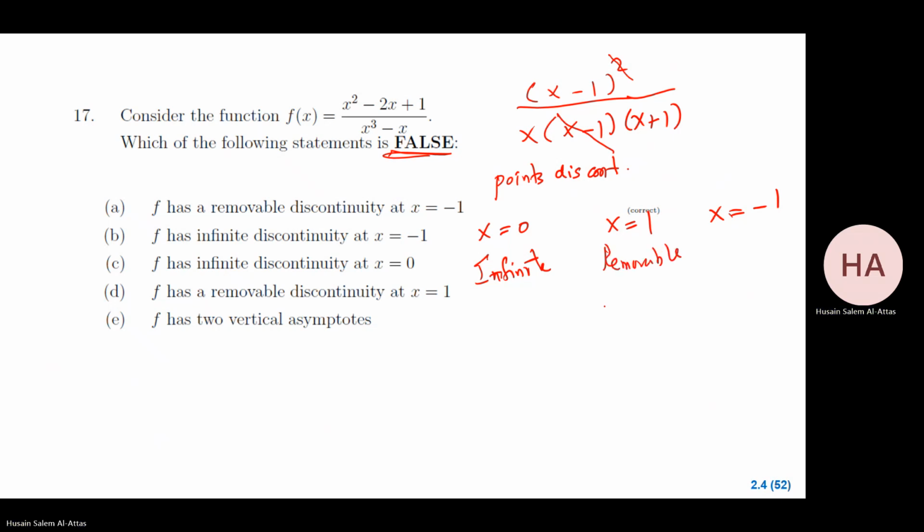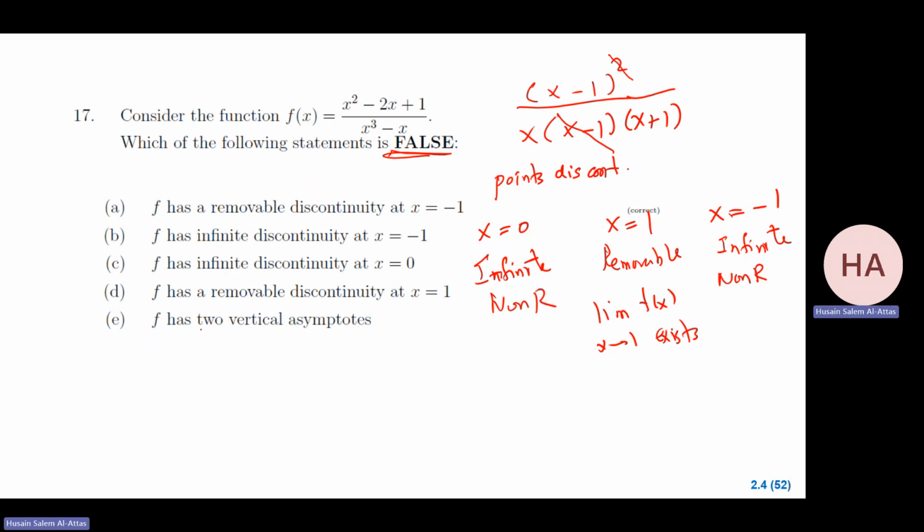So the limit as x goes to 1 exists. What about minus 1? At minus 1 the limit does not exist, because it will be non-zero over 0. So actually it will be infinite here, or non-removable. Let me say non-R.